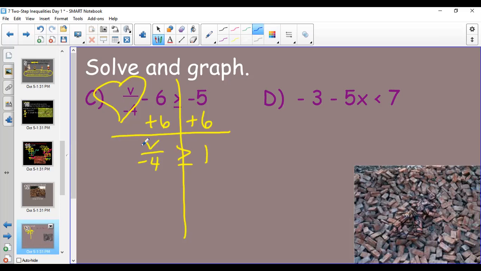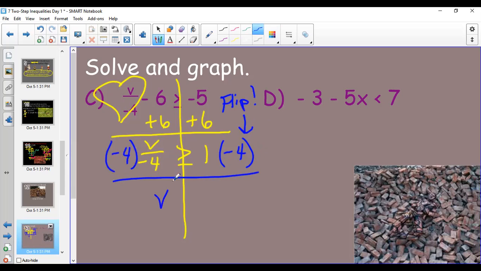All right, to get rid of the -4, to split the happy couple, we need to undo division, so we're going to multiply both sides by -4. Now, when we multiplied both sides by -4, we need to make sure that we flip our inequality symbol. So it's not going to be a greater than or equal to anymore. It's going to be a less than or equal to. And 1 times -4 is -4. So our final answer there is v is less than or equal to -4. Again, you need all 3 parts, the letter, the symbol, and the number.